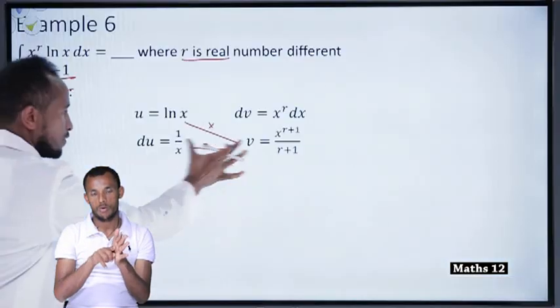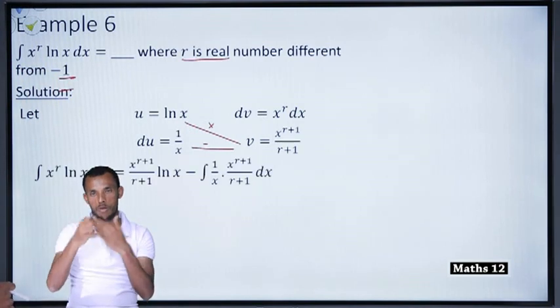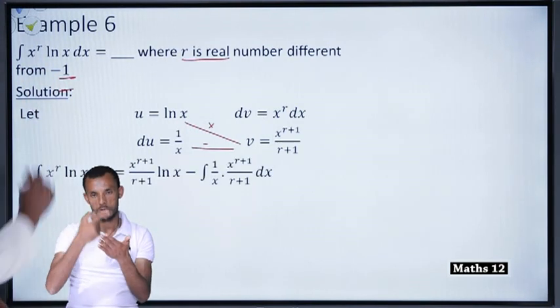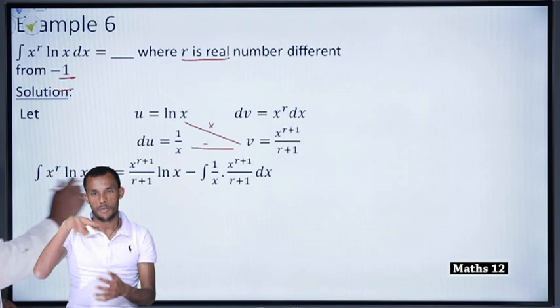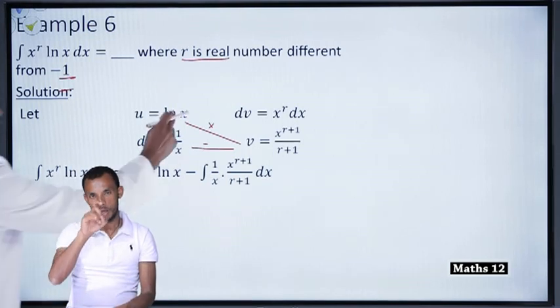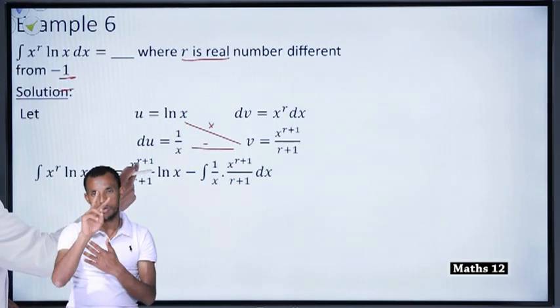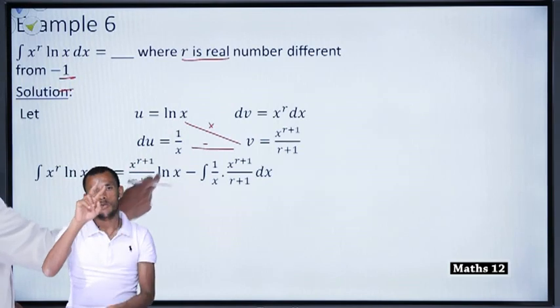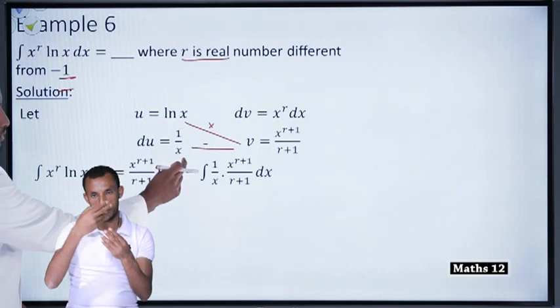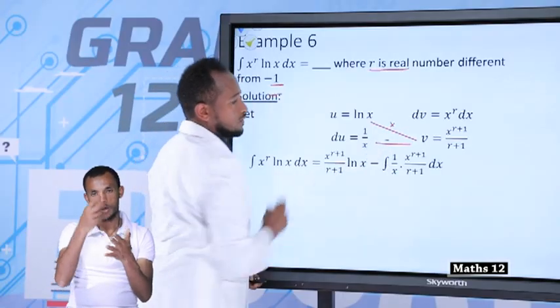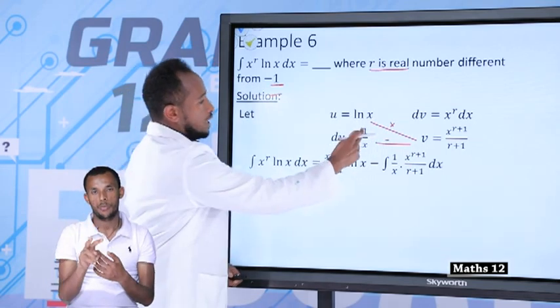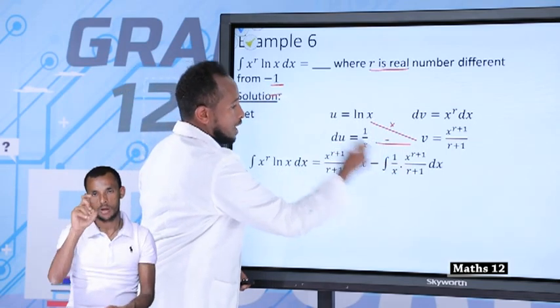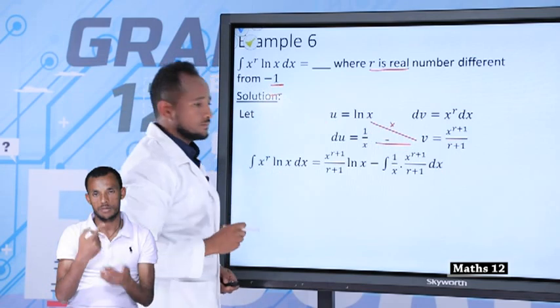So the integral of this function will be the product of the two minus the integral of the product of the two. So you'll have this one. The integration of x to the power of r ln x dx is equal to the product of the two, x to the power of r plus 1 over r plus 1 times ln x, minus the product of the two functions, 1 over x times this one.